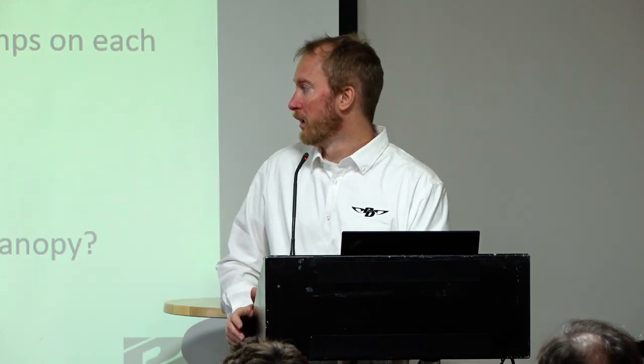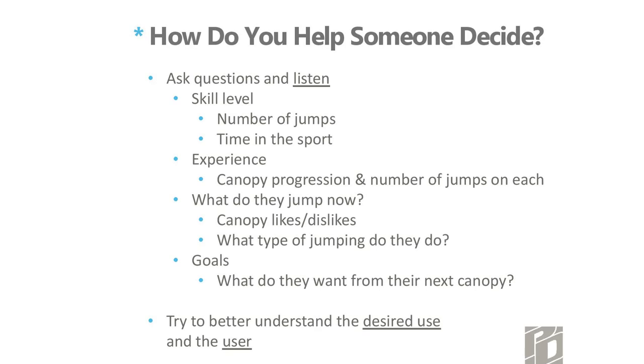And it comes back to the original things we talked about. Try to get a better understanding of the desired use and the user that you're talking to. So who is that student of yours? It's not just a skydiver with 50 jumps who gets this parachute. They're an individual, they're a special person. I don't want to say we're all special, but, you know, we are. We're all different, right? We all want different things out of the sport. And the nice thing is we can have that. We can all have different parachutes that do different things.